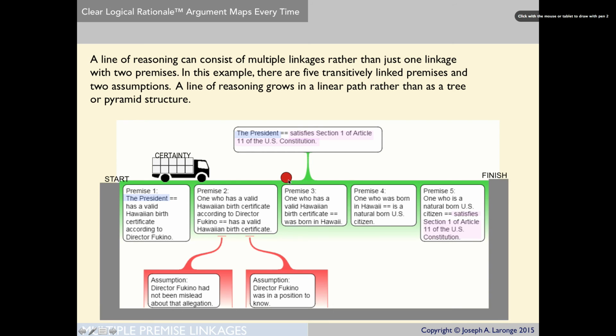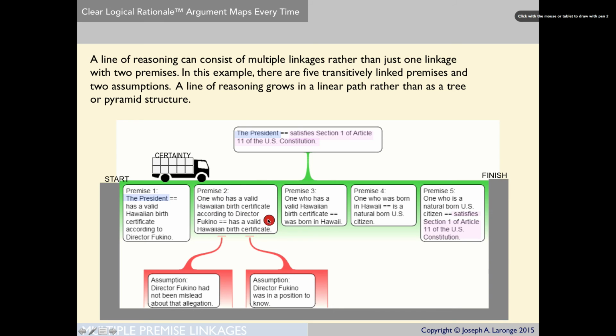Here we have 3, 4, here we have 5 linked premises. Now remember, they're all transitively linked premises, so the predicate of one becomes the subject of the next one, with the addition right here of the universal quantifier.